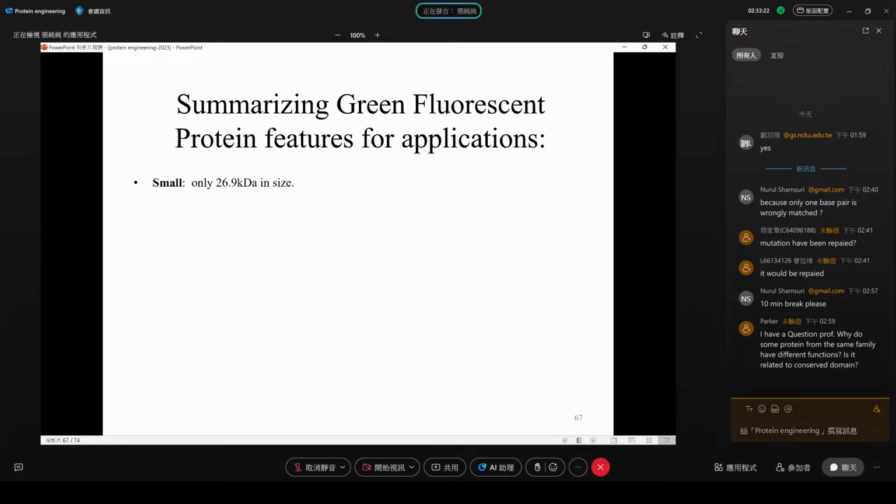Okay, so to summarize the GFP protein, we all know that it is so important for modern biology because we probably can rely on in situ hybridization, rely on Western, rely on antibody staining in the fixed tissue.